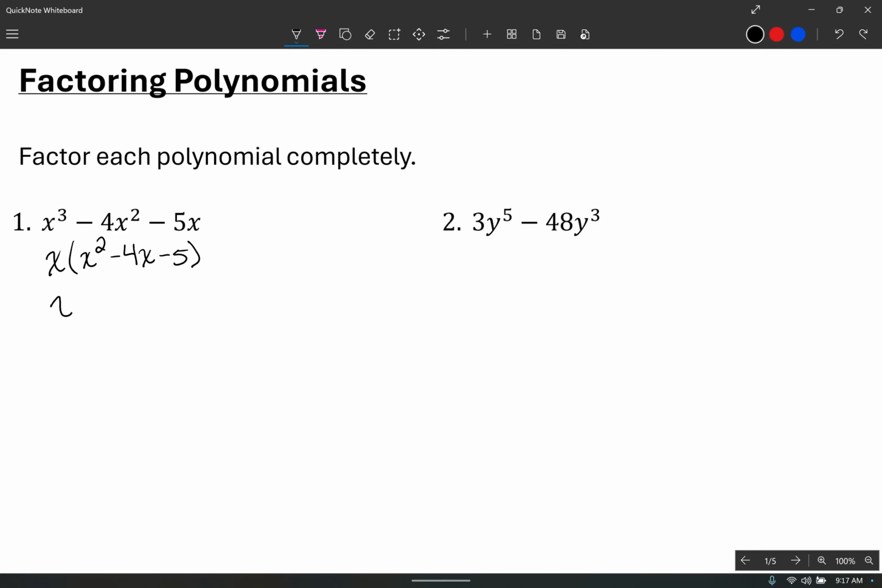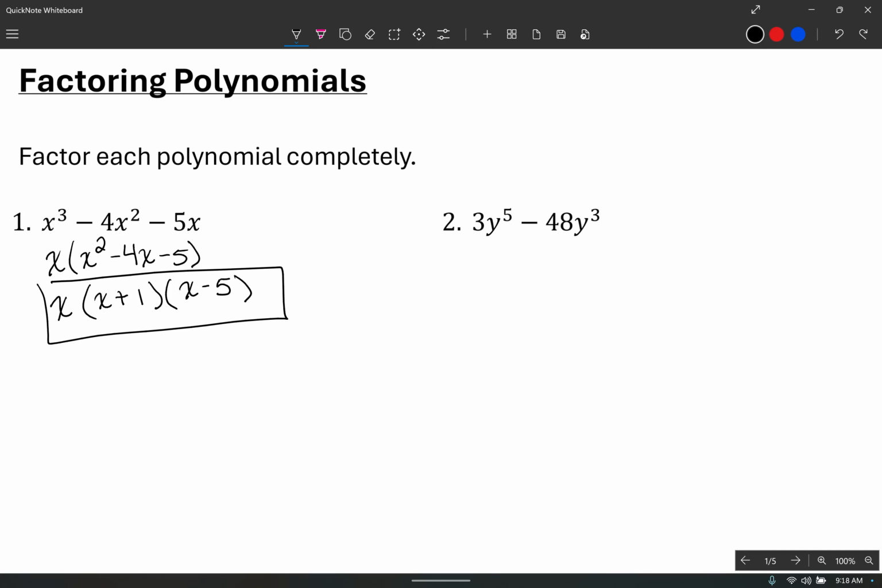And then I'm left with a trinomial. So I will factor that. I have one positive and one negative. And what multiplies to make 5 that subtracts to make 4 is 5 and 1, but I need that middle to be a negative 4, so 5 has to be negative and 1 has to be positive.